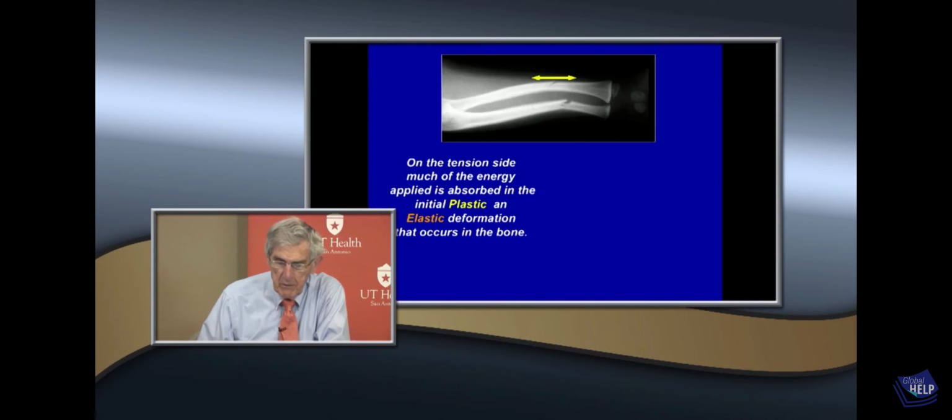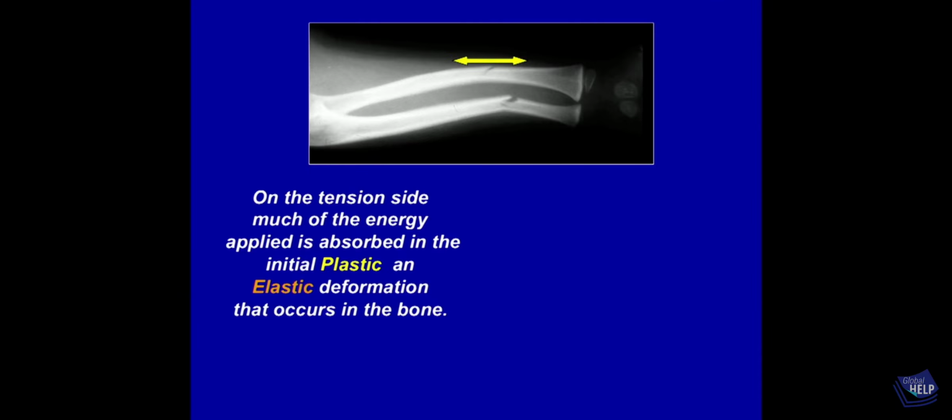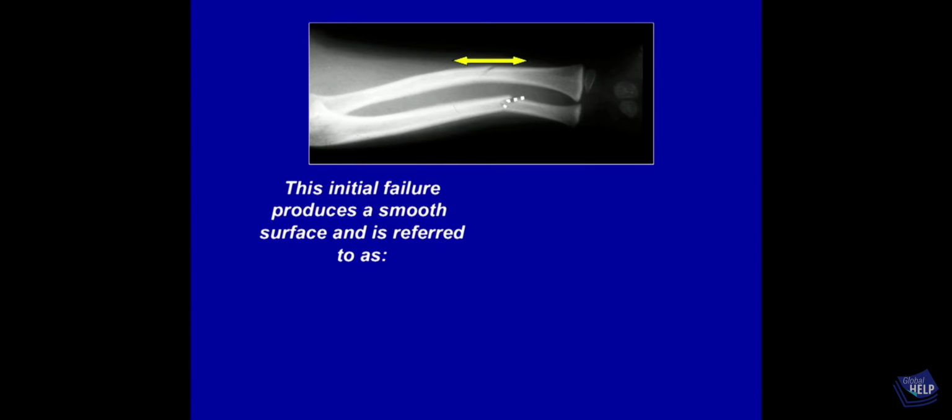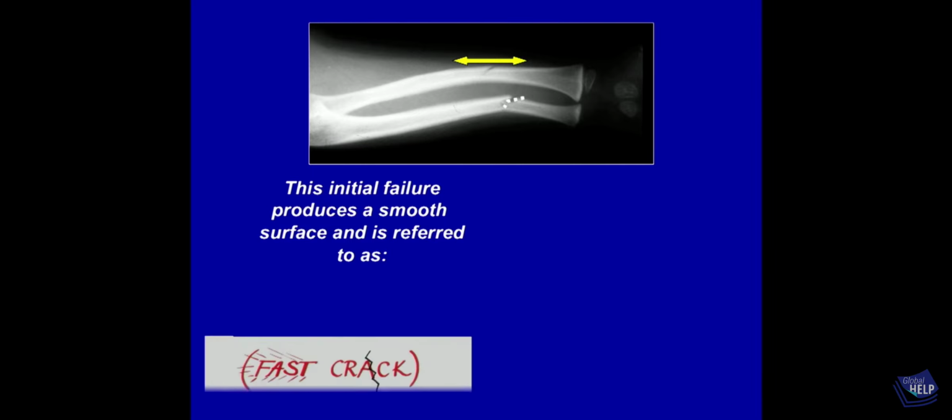So you have here, what happens in the bending force, some of the injury is absorbed in both the elastic and plastic deformation that occurs in the bone. And so you've lost some of the initial injury in that early deformation, so the fracture occurs only partially. You haven't got enough force to complete the fracture, as you can see here. So this first fracture surface is smooth, and it's the so-called fast crack.